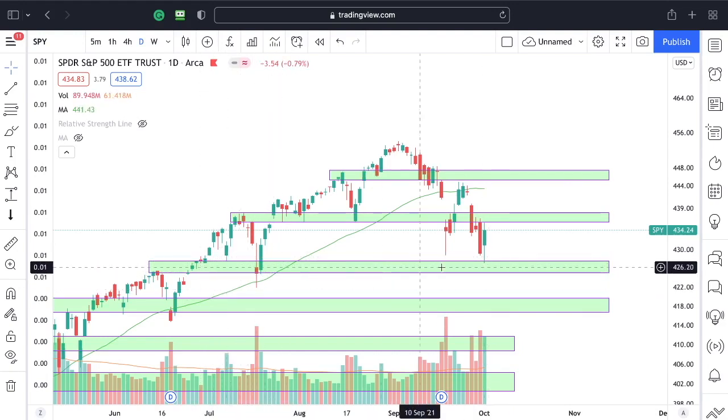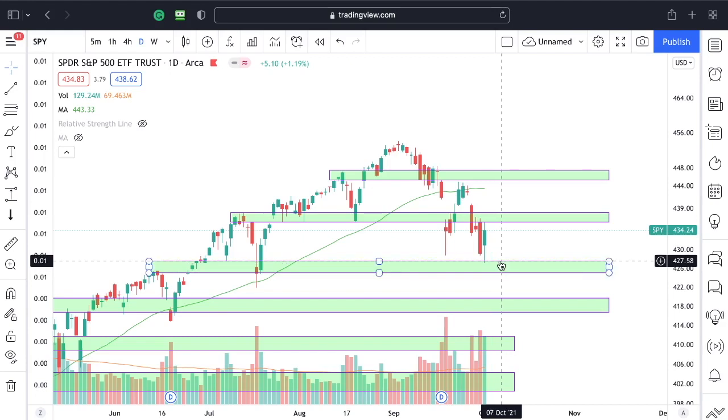You can see that this area has been a previous support over here and over here. So moving forward, we want to at least see the S&P 500 holding above this price area of $427 to $425. If not, if prices continue to fall and fall below this support area, then we will have even more violations in the S&P 500. So that's the first support that I'm taking a look at for the S&P 500.